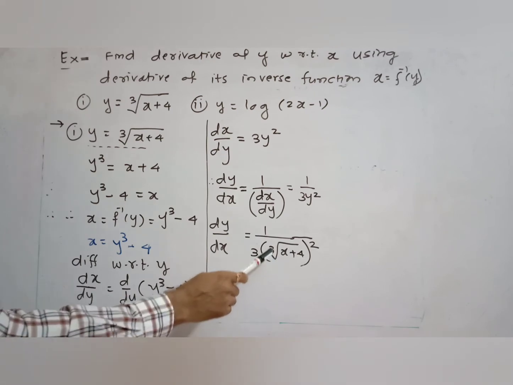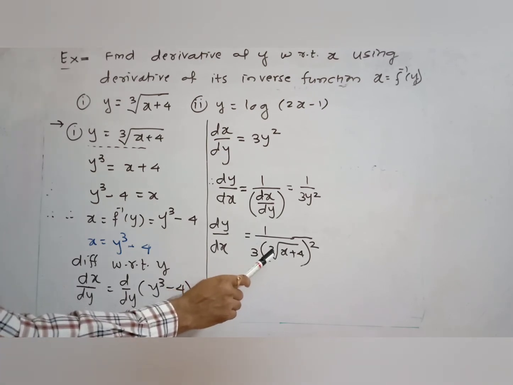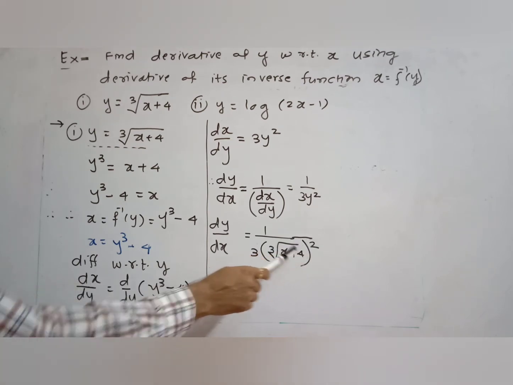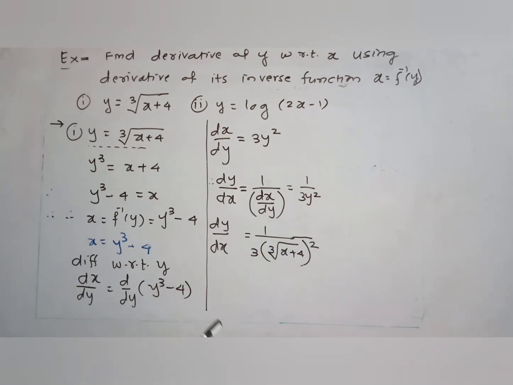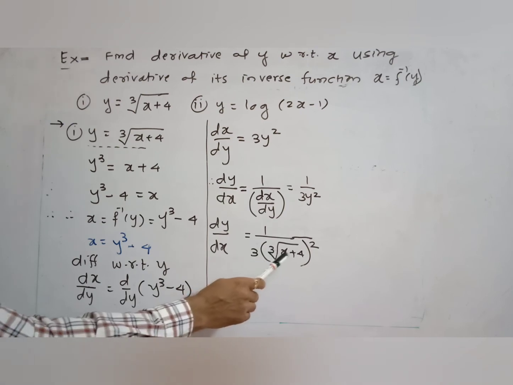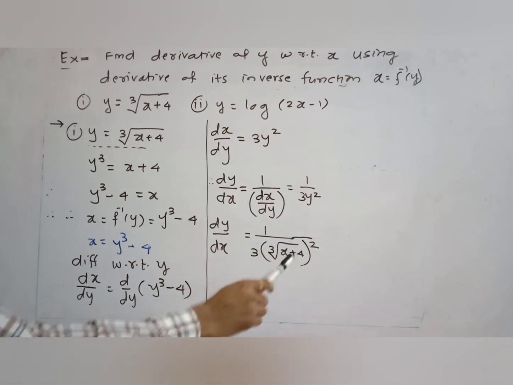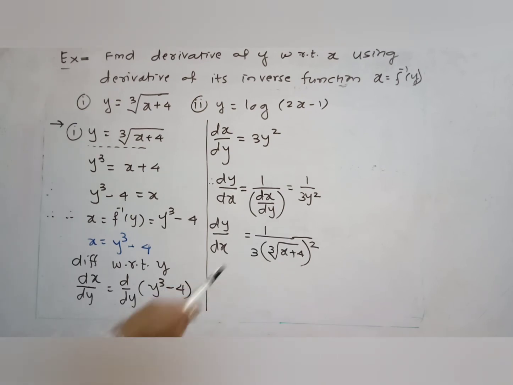You can even write this as 3 into the cube root of x plus 4 in brackets, squared also. This 2 can be written inside also. Or you can write this as 3 into x plus 4 raised to 2 by 3. That is also okay. We shall stop at some stage like this.